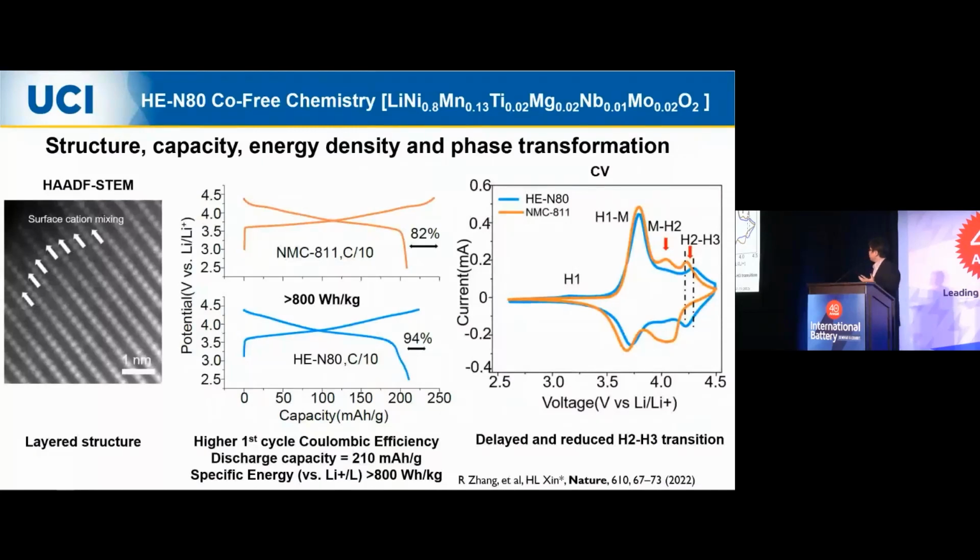Our discharge capacity is 210 milliamp hour per gram. First cycle Coulombic efficiency 94%, always higher than A11. Specific energy 800 watt-hour per kilo. And through CV or dQ/dV measurement, you can see the H2 to H3 phase transformation, which is the detrimental phase transformation, is reduced and delayed, right? So these are all the good stuff.